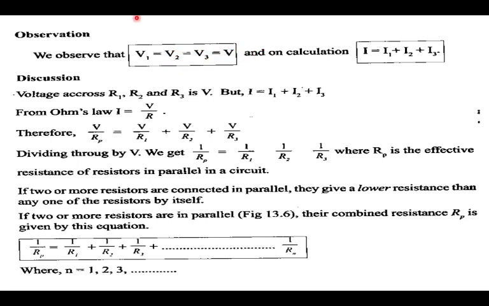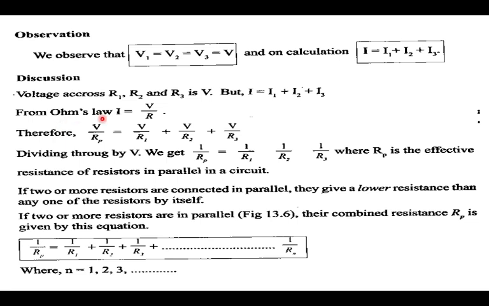All right. And also on calculation, you find that the total current, the circuit current, is equal to the sum of the individual currents supplied to each resistor. So the voltage across R1, R2, and R3 is the same. Voltage in a parallel circuit is the same everywhere, but current is divided up. So in this case, the total current I is equal to I1 plus I2 plus I3.